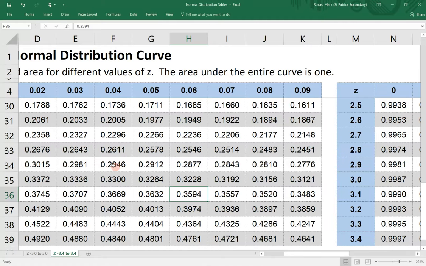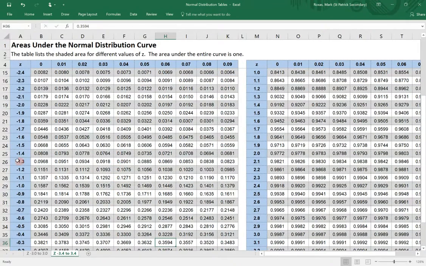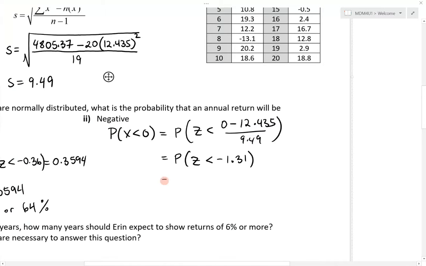So I go to a z-score table, look for negative 1.31. So here is negative 1.3. The second decimal place is 1, so there is 1. So the probability is 0.0951. Let's try 0.0951. There we go. So approximately 10%. So a 10% chance of a negative return.